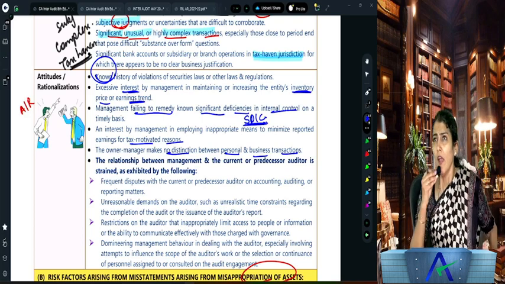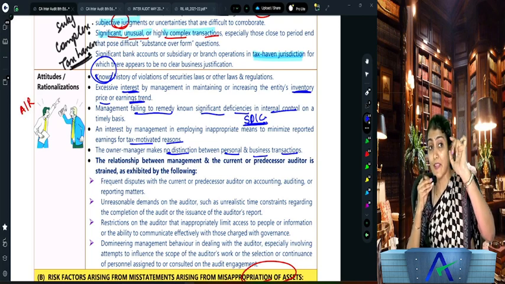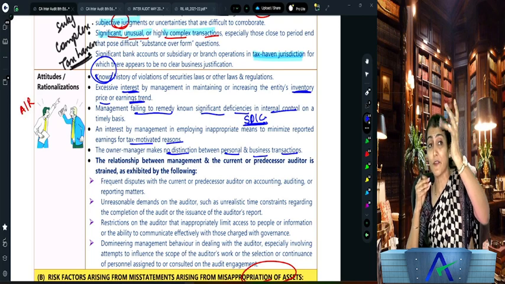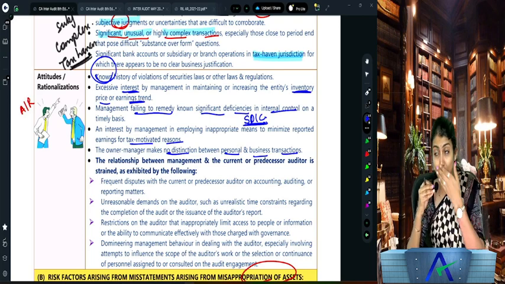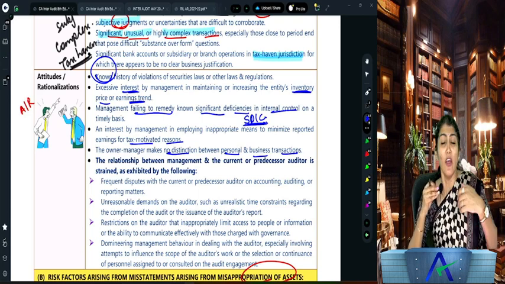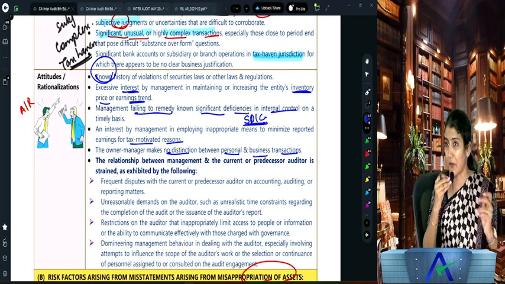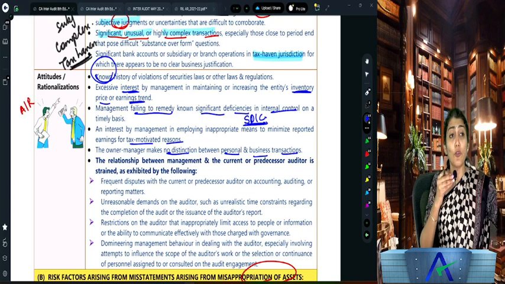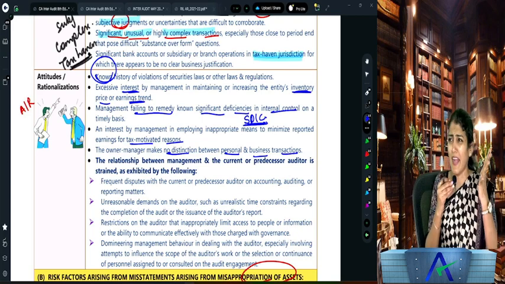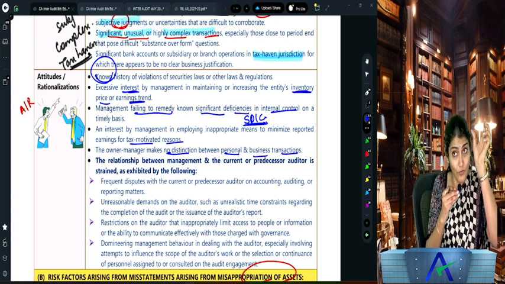And how can you get a sense that something is wrong with the attitude, the rationalization of this management? How can you come to know that there is something wrong? The attitude of this management is not good. No, they are saying, we are known for evasion of taxes. We are known for non-compliance with law and regulation. What does it say? We want to maintain the share price of the company. Attitude, not good.